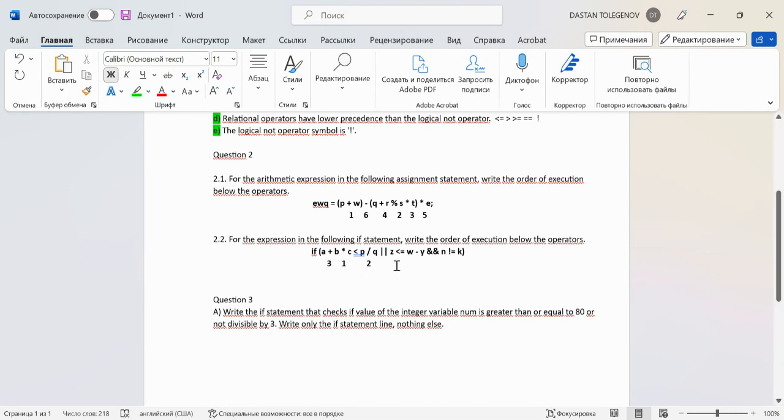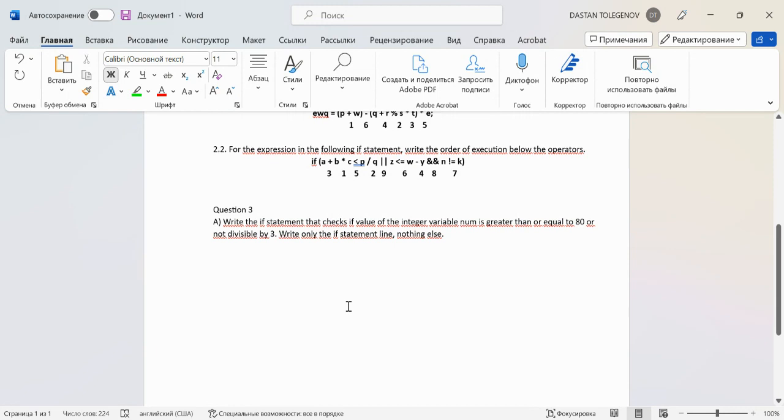What's next? 4 is going to be subtraction. The fifth one is going to be the relational operator, which is less than. The sixth one is going to be less than or equal to. The seventh one is going to be not equal to. And the eighth one is going to be this one, regarding our positions. And the ninth one is going to be 4.